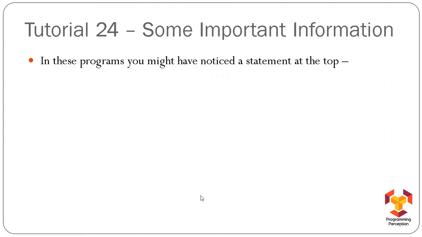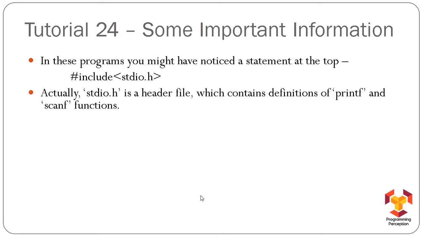Now in these programs, you might have noticed a statement at the top. All the programs that we have created till now, you might have noticed a special statement at the top, right? Hash include stdio.h. And I have also told you that hash include is nothing but a preprocessor directive, and stdio.h is nothing but a header file. Header files contain definitions of different functions, and if we are specifically talking about stdio.h, then this header file contains the definition of printf and scanf functions. So if you want to use printf and scanf in your program, definitely you have to include stdio.h.